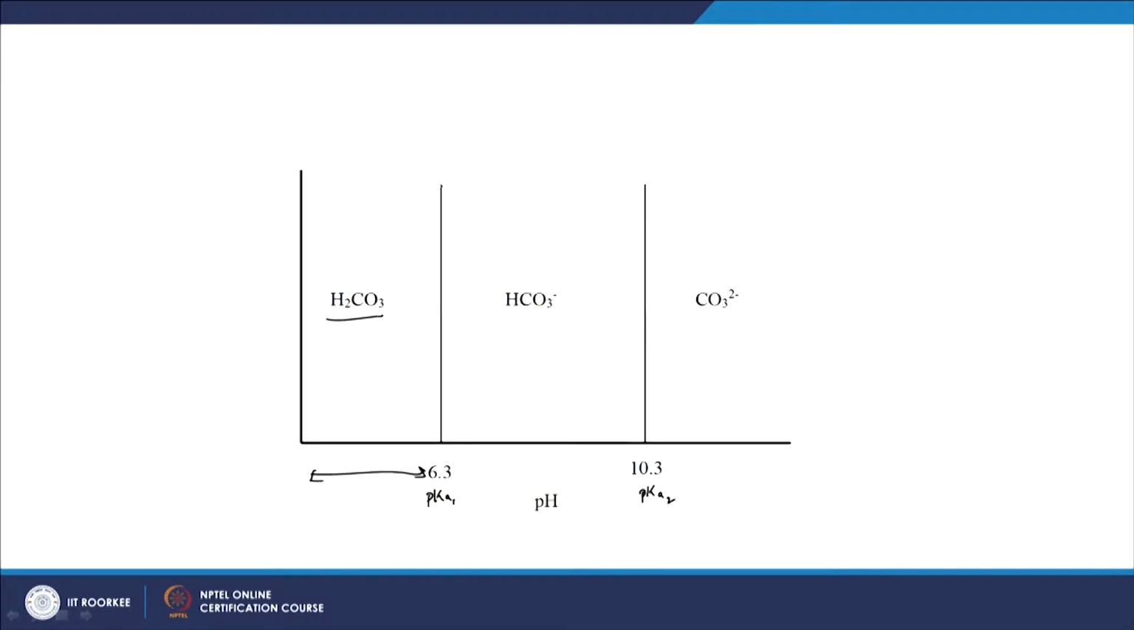And this solid line, what does that represent? That represents the region where the H2CO3 concentration is equal to HCO3 minus. So that's the key: the solid lines represent those regions. And this solid line represents the region where HCO3 minus is equal to CO3 2 minus. Where do these occur? This occurs at pKa1 and this occurs at pKa2, and that's what you see here.